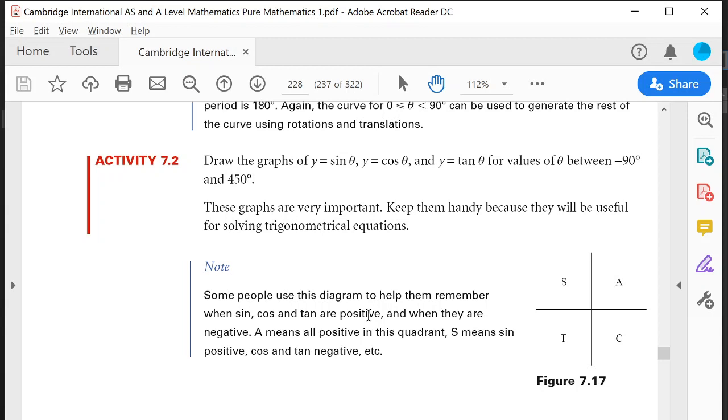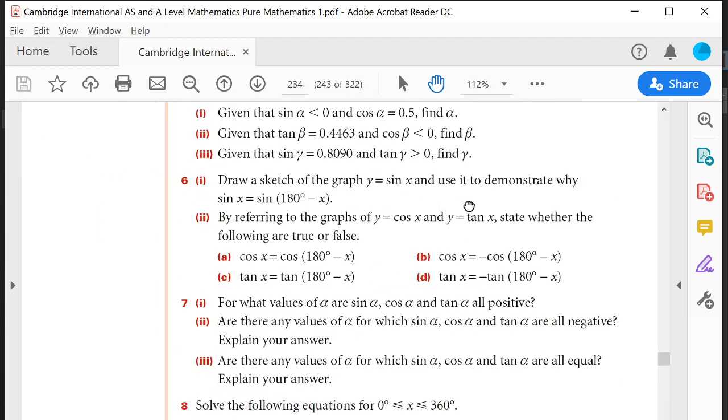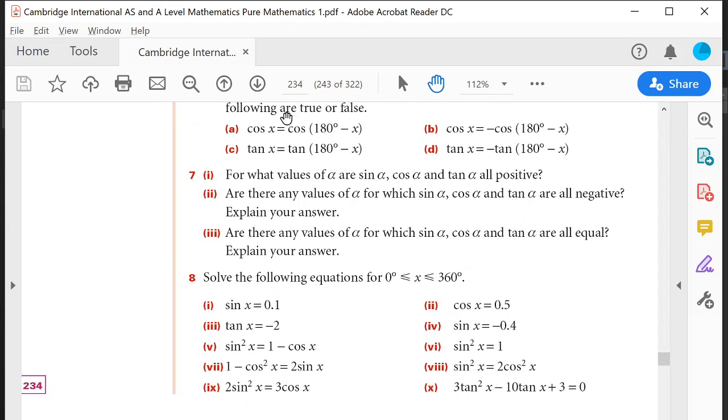Good afternoon, students. Today we are going to explain how to solve trigonometric equations. We're going to explain this question on page 234, question 8. This is the question I asked you to do previously. It says solve the following equations. And a lot of you don't know how to do this, right? I'm going to show you.